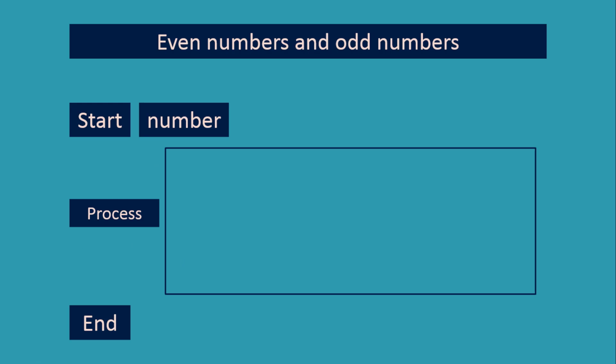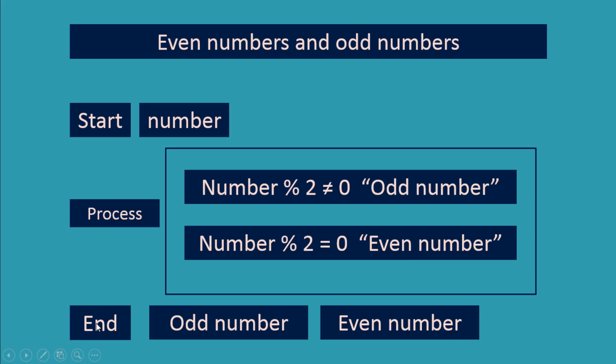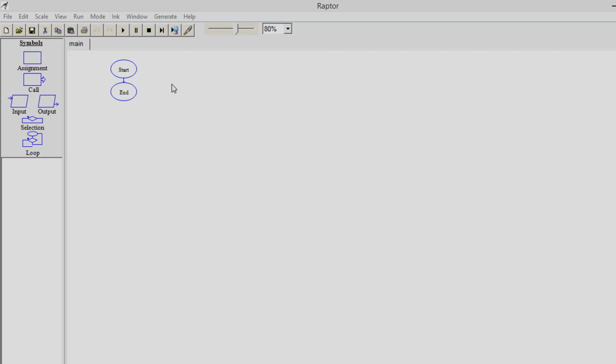Back to the algorithm, the operation to be carried out is as follows. To the number that the user inserts, we are going to calculate the modulo. If the modulo is different from 0, it means that the number is odd, but if the modulo is equal to 0, it means that the number is even. At the end of the algorithm, we can have the following results: that the number is odd or that the number is even. Now I'm going to perform the exercise in Raptor.